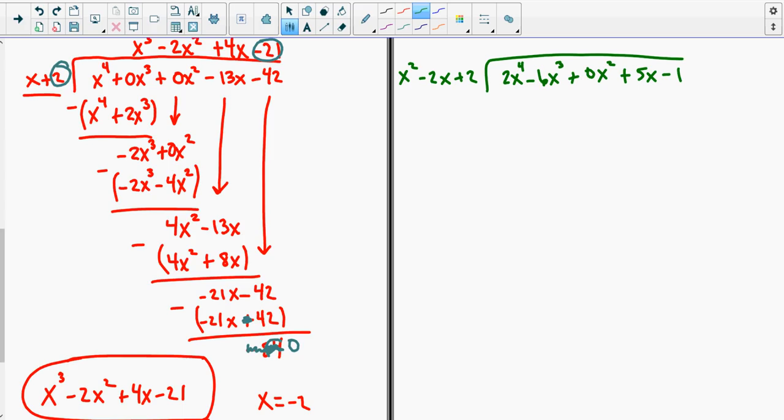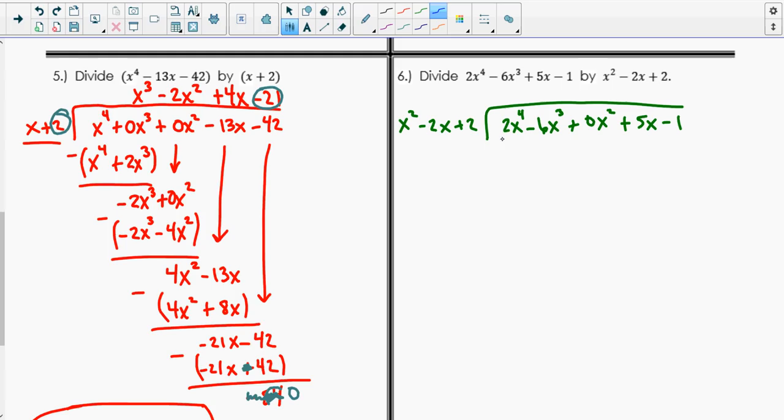Let me give myself some room here. Okay, so we got to figure out where to start. We need a 2x to the fourth to disappear. So I'm trying to think what times x squared would give me an x to the fourth. So I'd have to jump all the way over here to this x squared. Okay, x squared times x squared is x to the fourth, but I need to make this a 2 so that it becomes a 2 like this. So 2x squared times x squared makes it 2x to the fourth, which is perfect. That's what I wanted. So now I'm going to continue.